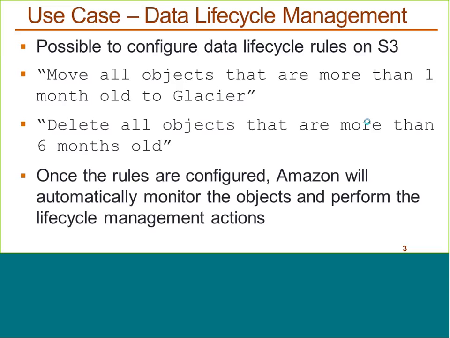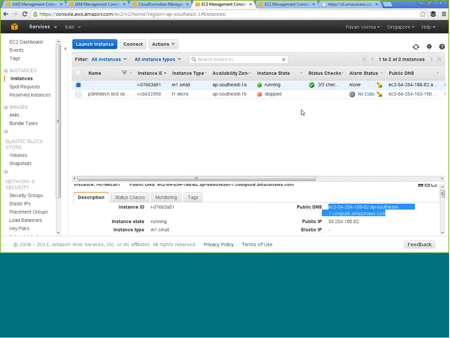These are not one-time actions; they are policy rules, which means that once these rules are configured, Amazon will automatically monitor your S3 bucket and perform these lifecycle management actions on objects in that bucket. So it's something like every day Amazon will look for objects that are more than 1 month old, and whatever it finds will move to Glacier. It's a recurring operation, and it's very simple to configure also. We'll quickly see that. So just go to S3.